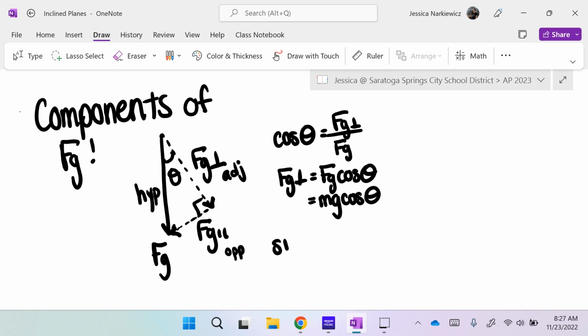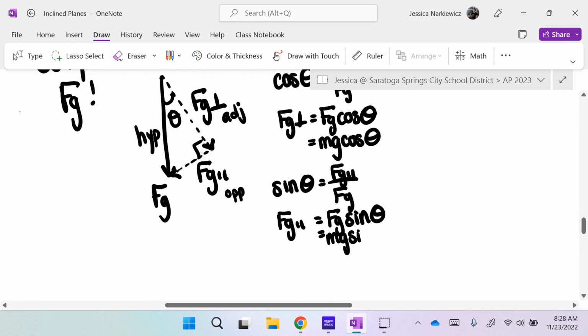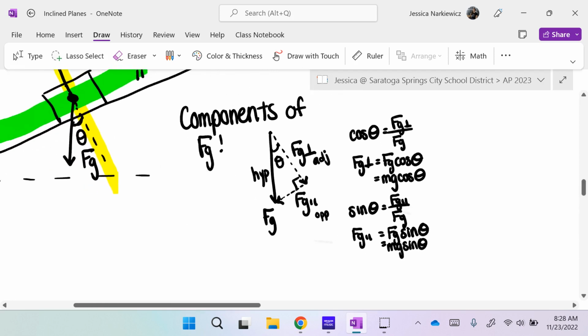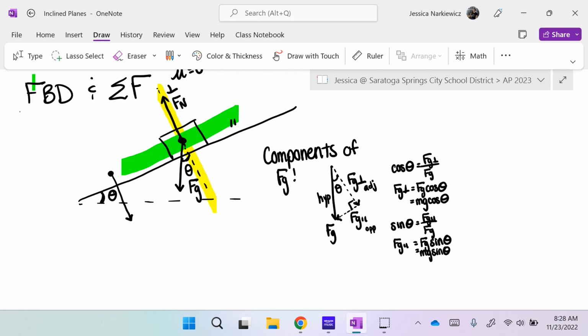FG parallel is the opposite side, so I would use sine. Right? Sine is opposite over hypotenuse, which is FG parallel over FG. So my FG parallel is FG sine theta if I'm given the weight or the force of gravity on the object, or if I'm not, then I can calculate it by doing mg sine theta. So now that I know my components, I could redraw that free body diagram with an FG perpendicular pulling us into the incline, normal force pointing off of the incline, and an FG parallel pointing down the incline.